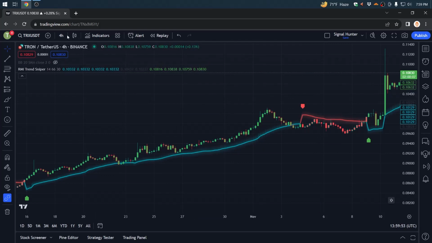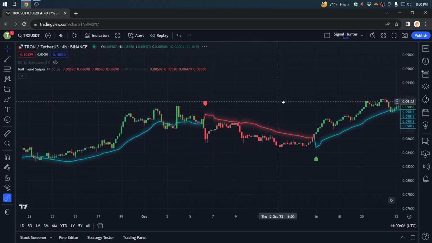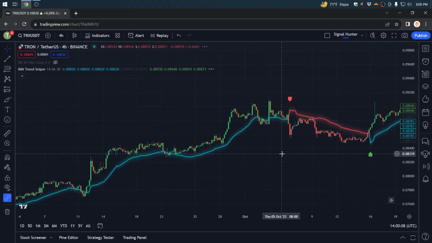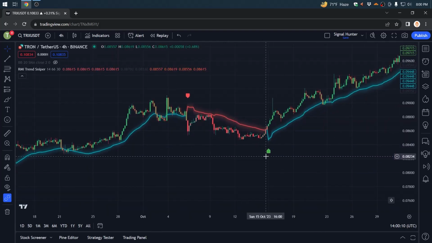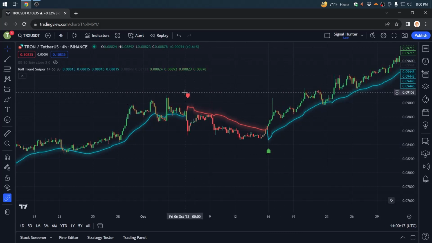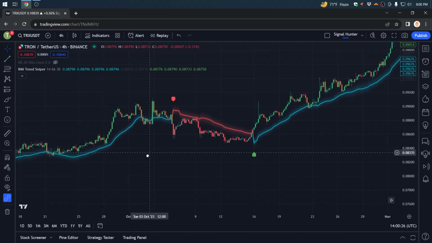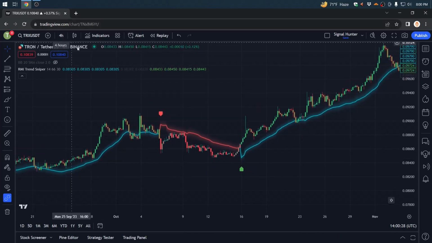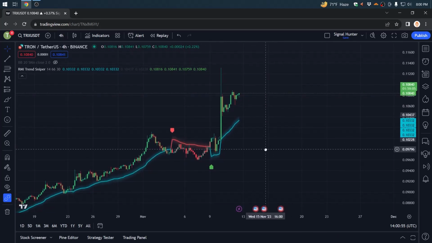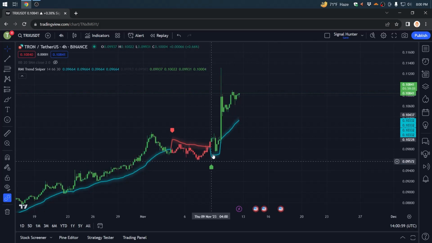Right now our time frame is 4 hours and you can see the RMI Trend Sniper is very easy to read. When the green up arrow appears, that means the market is bullish, and when the red arrow appears, that means the market is bearish, meaning downtrend. Right now we are on the 4 hour time frame, so first you have to understand the current trend. You can see the current trend is an uptrend.